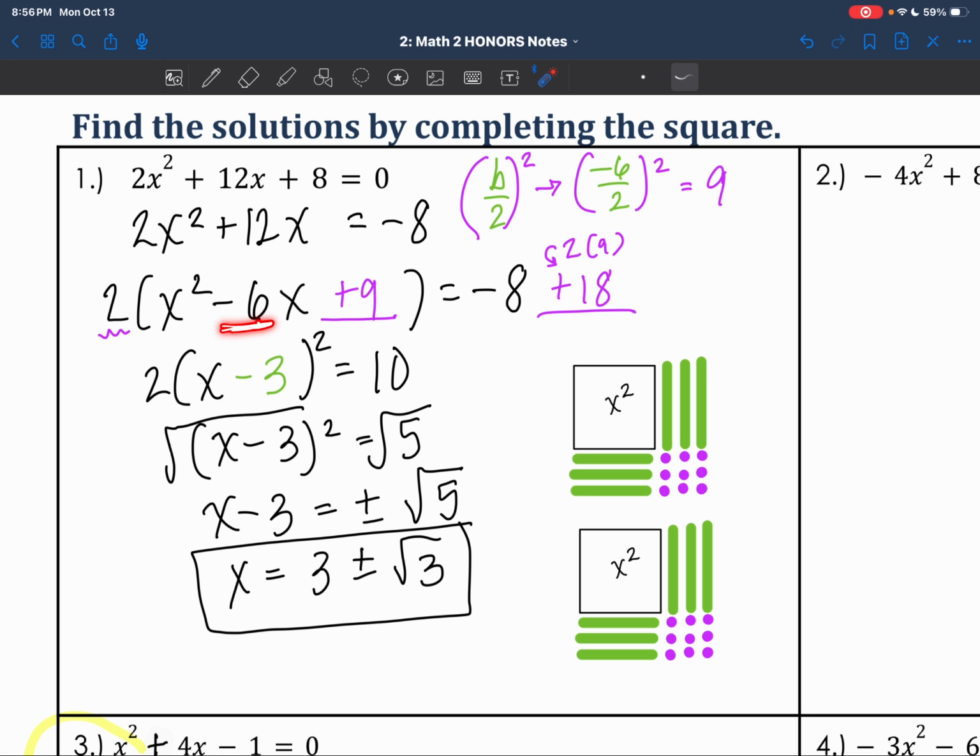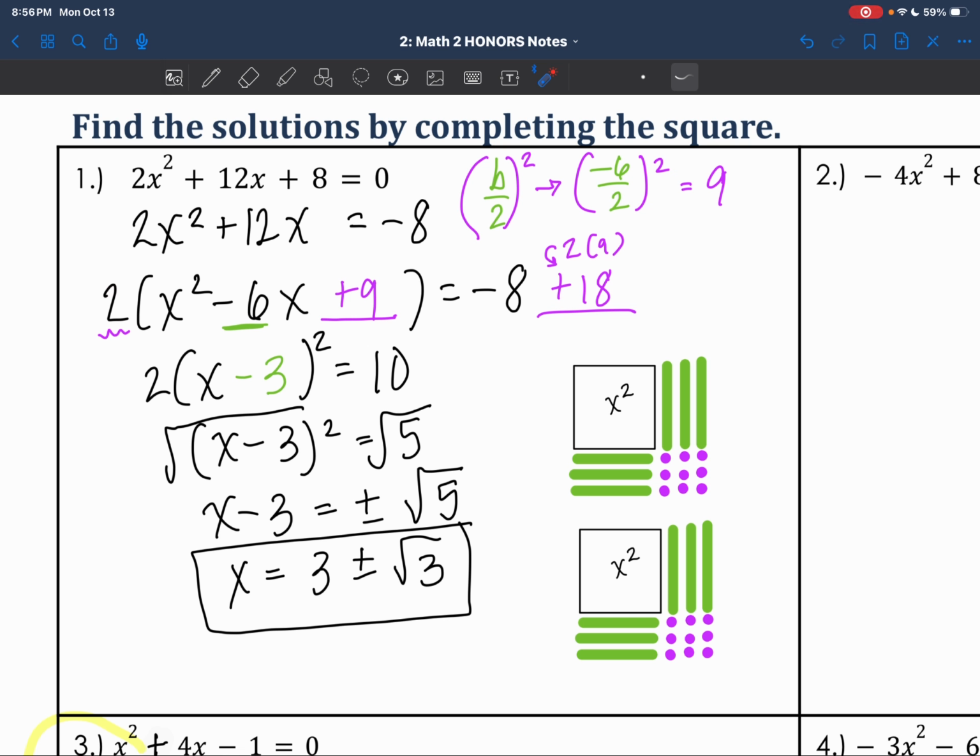Okay? So, if I were to take negative 6 and divide by 2, I'm going to get negative 3. So that's your b value. But if I were to square it, I get positive 9, which is your c value. So you can actually do your first step, you can kind of skip down and then go to that step. Now if you notice, I've got plus 9 here, but I have plus 18 over here. Don't forget, it's 2 times 9 for there.